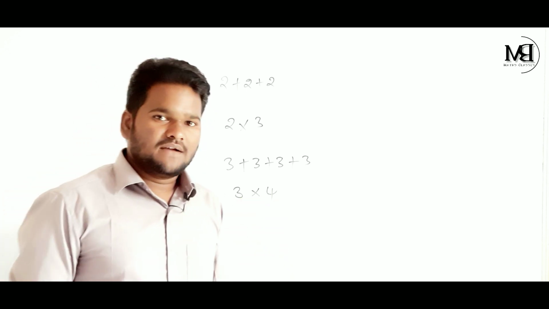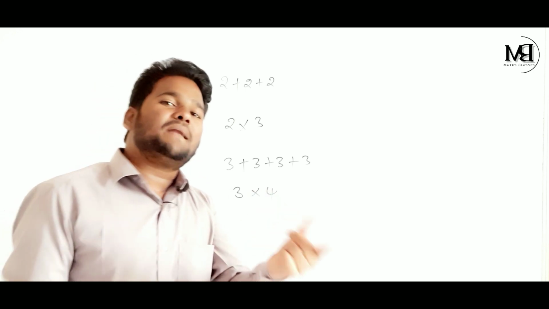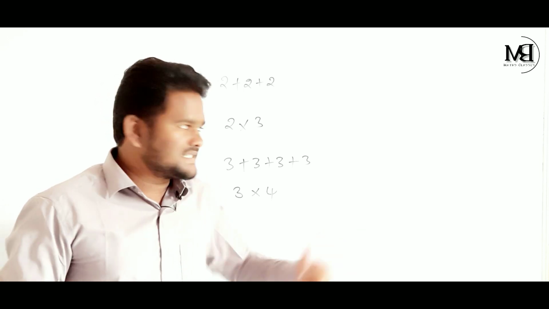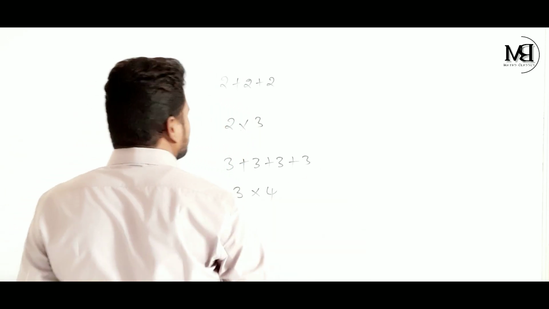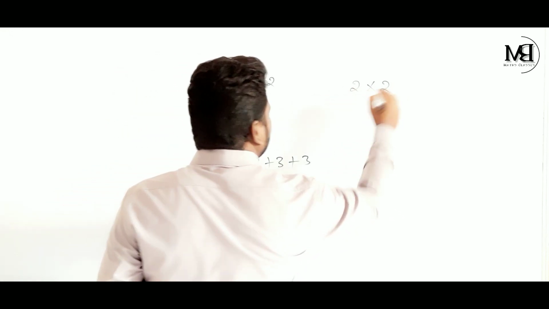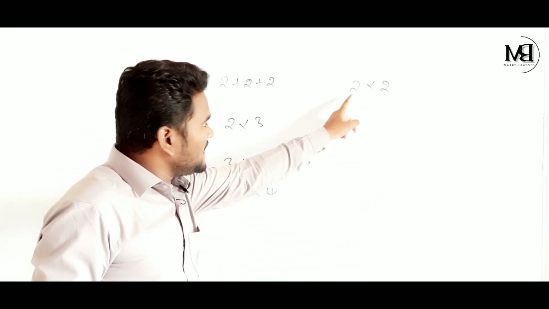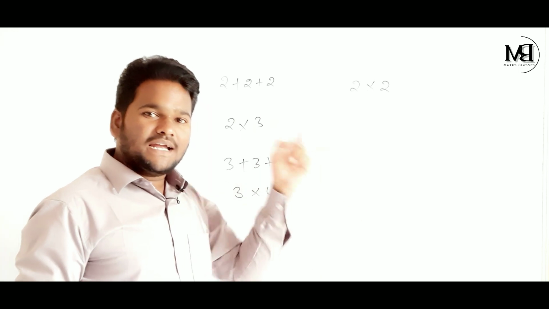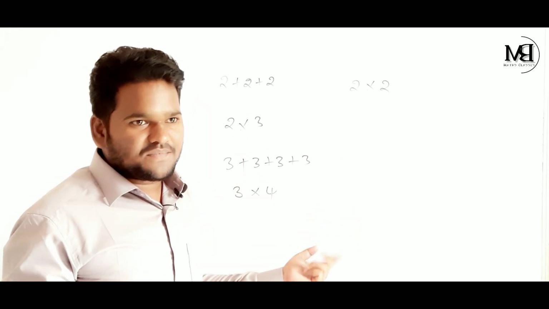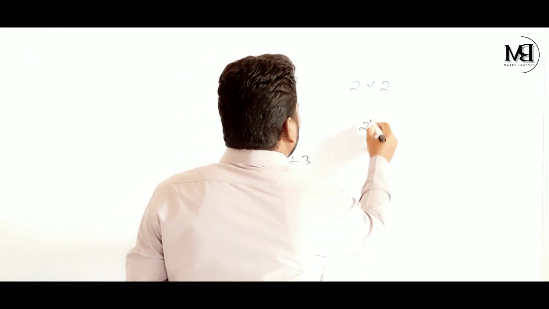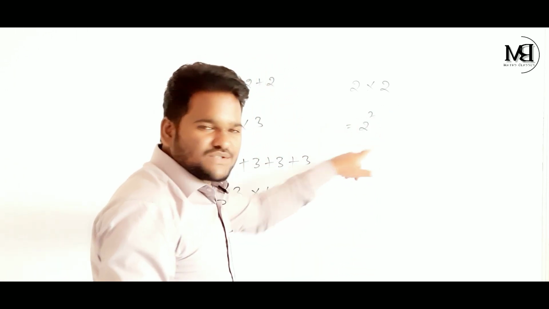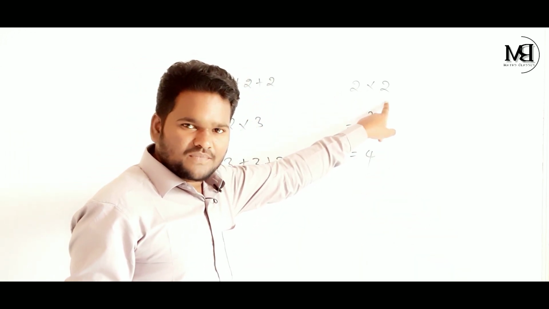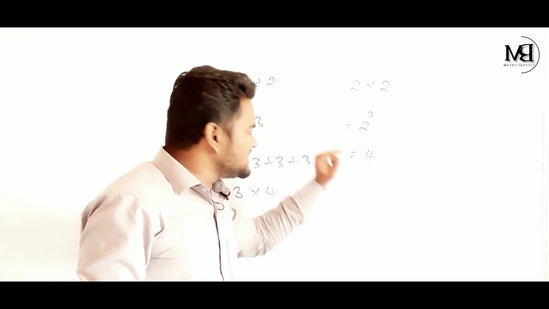Now, for example, a number is multiplied by itself. What is the representation? Let's see. For example, if I take 2 into 2, here 2 is multiplied by itself 2 times. So the representation is this one, and the answer is 4. Got my point?